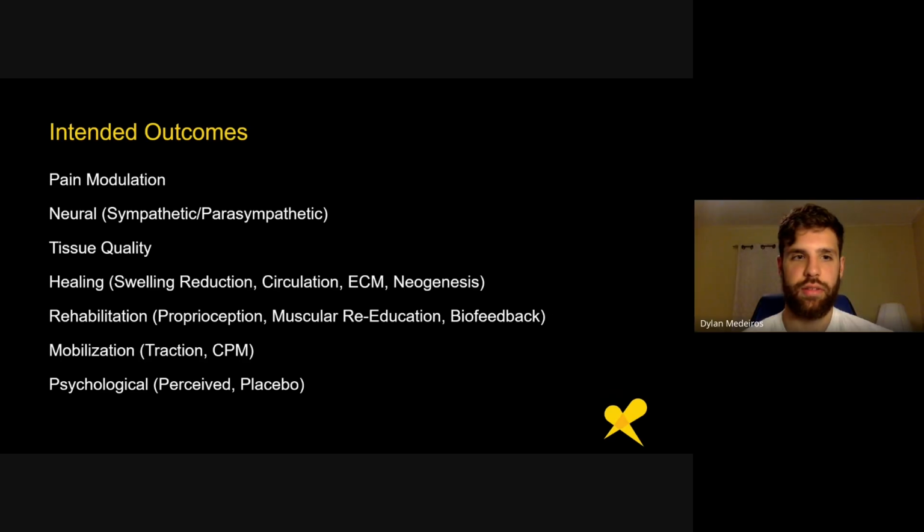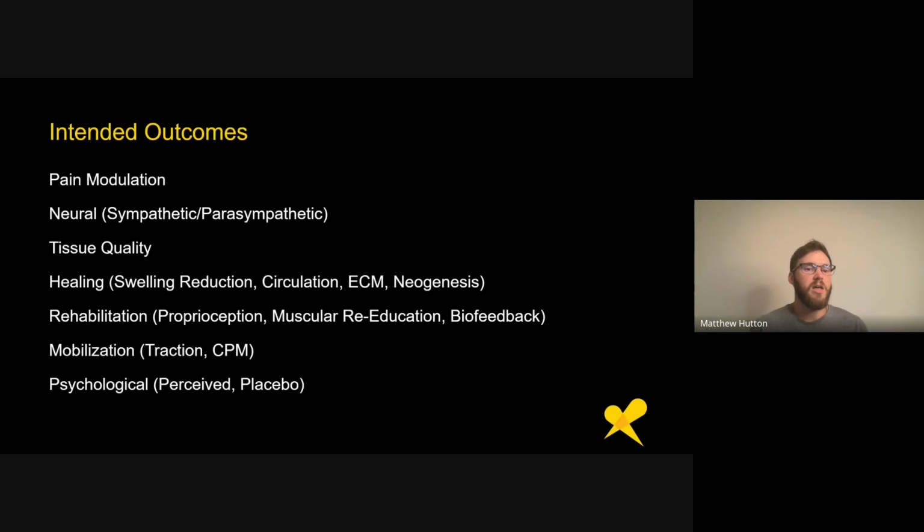So for the intended outcomes, again, there's a bunch of different outcomes that we can target, and I think this is where it's important to drive your decisions. What is it that you're trying to achieve via these modalities? So is it pain modulation? That to me is the biggest one that we see all the time. Athletes come in in pain. This hurts. I don't know if I can train today. Okay, we apply this modality.